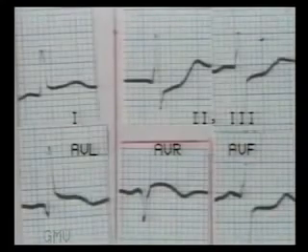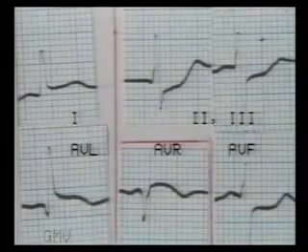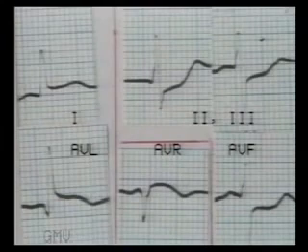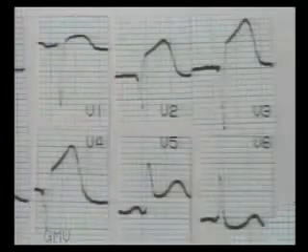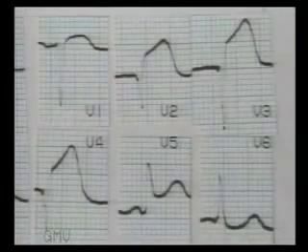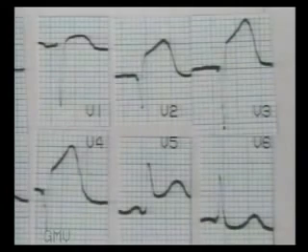This ECG shows ST elevation in leads 1 and AVL and reciprocal ST depression in leads 2, 3 and AVF. This is an anterior wall infarct. The chest leads show ST elevation from V1 to V5. So this is an extensive anterior wall infarct. Note in V3 ST elevation of more than 5 millimeters.